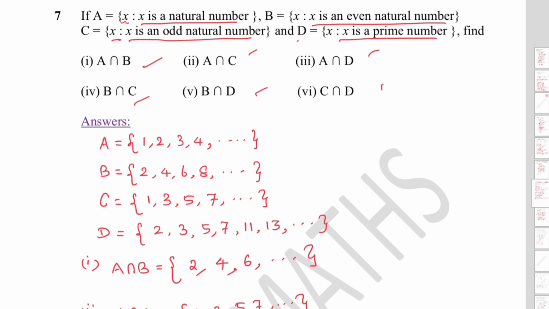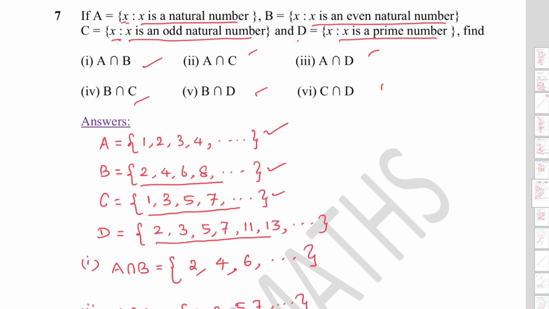Now let us put them in roster form. Set A is the set of all natural numbers, so 1, 2, 3, 4, etc. And B, x is an even natural number, so that is 2, 4, 6, 8, etc. And C is odd natural numbers, that is 1, 3, 5, 7, etc. And D is prime numbers. So the even prime number is 2, 3 is odd, then the rest of all odd prime numbers: 3, 5, 7, 11, 13, etc.